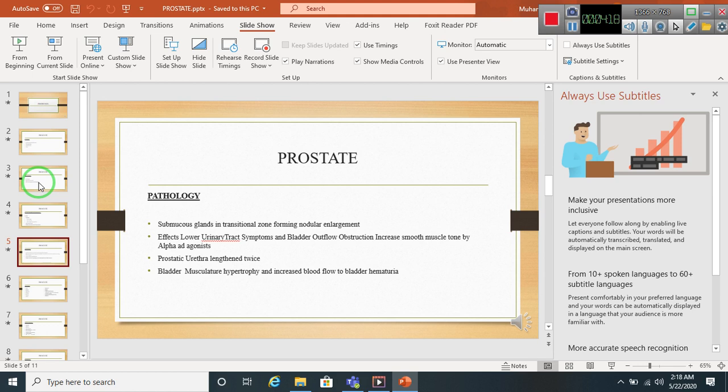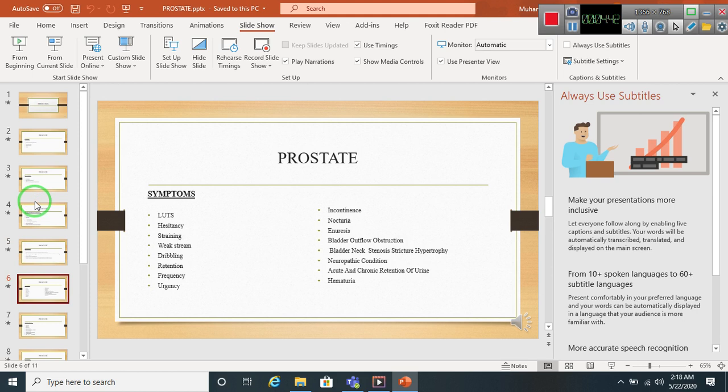The prostatic urethra enlarges to twice its length, and the bladder musculature hypertrophies and blood flow to the bladder increases. Hematuria occurs, because the bladder becomes hyperemic, and on inflammation that hyperemia results in exudation of blood in the urine.